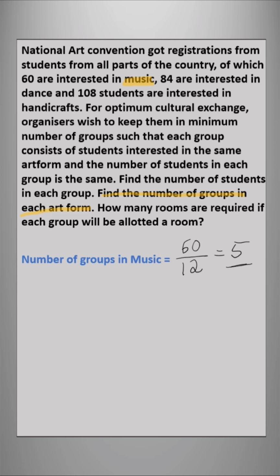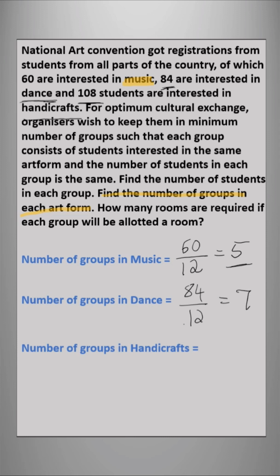Now let us find the number of groups in dance. How many members are there? 84. 84 by 12, it is 7. Now next let us find the number of groups in handicrafts. How many members are there? 108. So 108 by 12, what is it? 9.